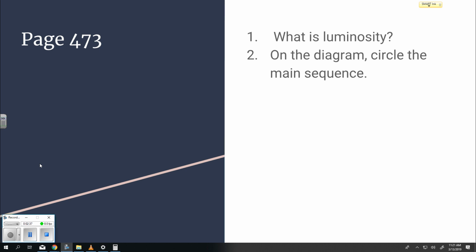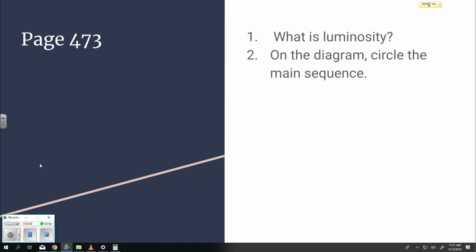Question number 1, what is luminosity? Answer, the total amount of energy a star gives off each second.